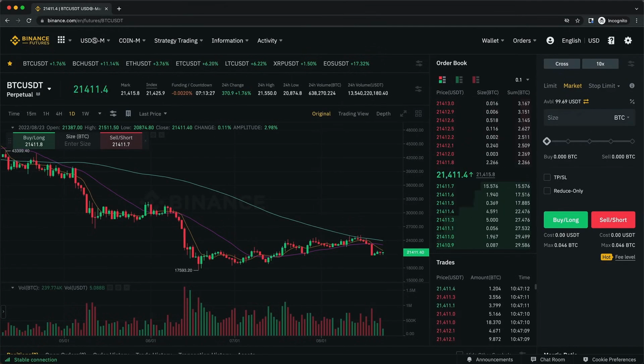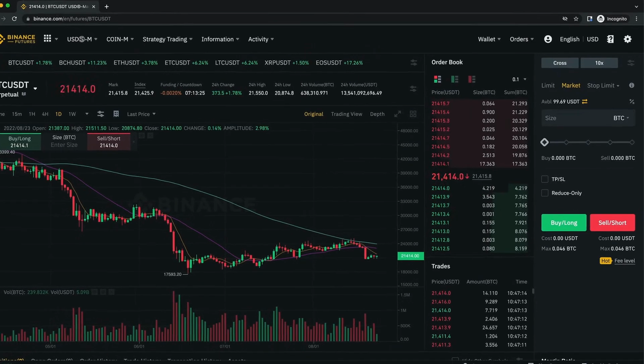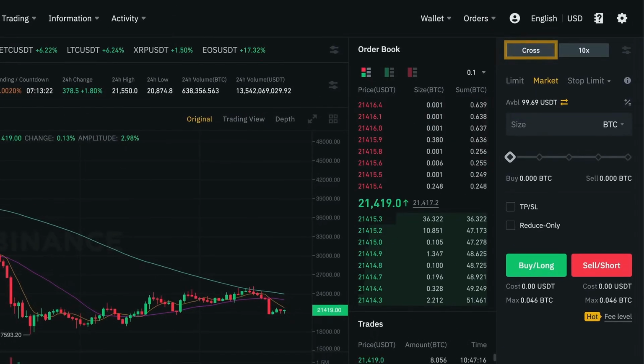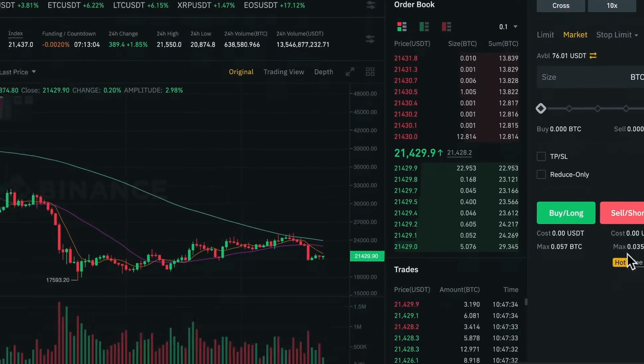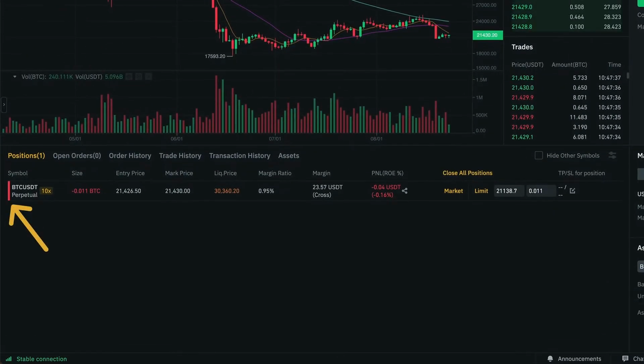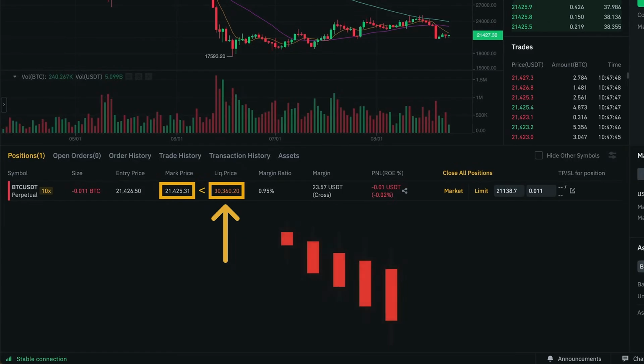Let's do another example, but now we're going to go short Bitcoin. So we believe that the Bitcoin price is going to decrease. Again, we're going to stick with cross margin and set the leverage to 10x. We're going to use the slider to set the amount we want to sell short. And then we're going to click on Sell/Short. In our open position, we can now see a red bar, which means that this is a short position. We also see that the liquidation price is above the current Bitcoin price, which makes sense because we're going short and we want the Bitcoin price to go down.